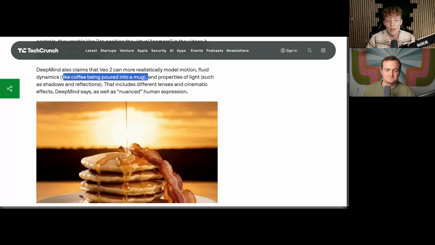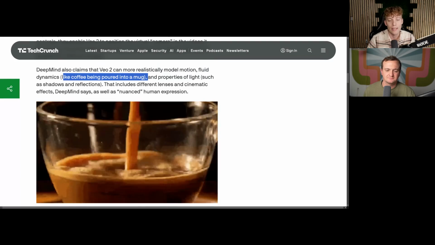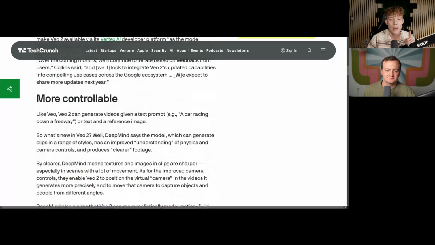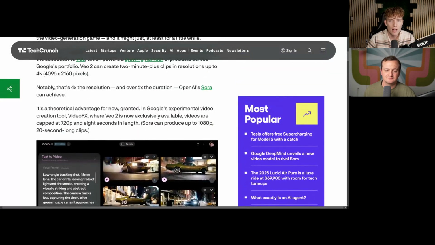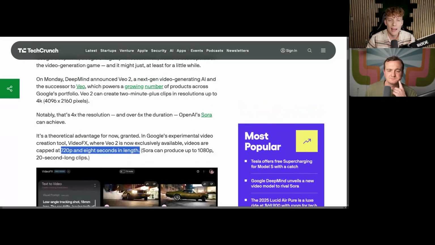That kind of put me off, because I'm like, oh man, not another one of these low quality GIF generators. But that might just be the videos that they picked, because apparently in Google's experimental video creation tool, VideoFX, that Veo 2 is now available in, you can create up to 720p, 8-second long videos. They're essentially capping it. That's all you can generate with it right now. So people have early access, but that's not everybody. We don't have it.